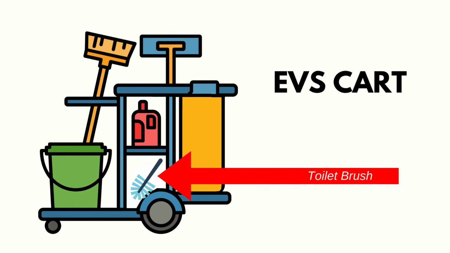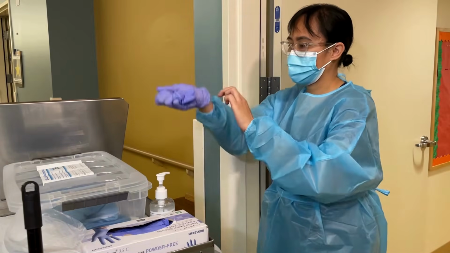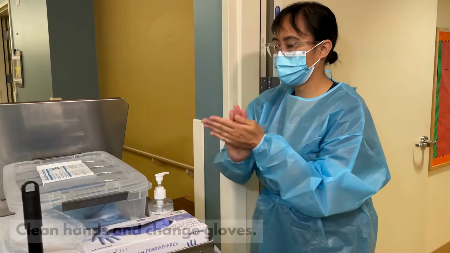Ideally, the toilet brush is located next to the toilet. However, if stored on the cart, store it at the bottom of the cart away from other items to eliminate contamination. When you are done with the toilet, take off your gloves and clean your hands and put on new gloves.